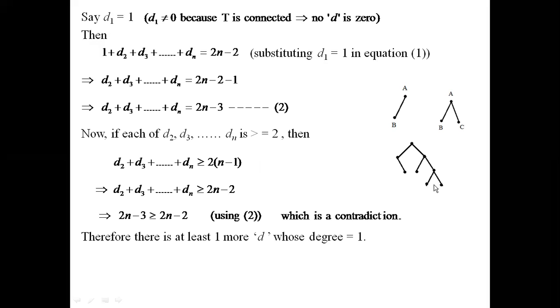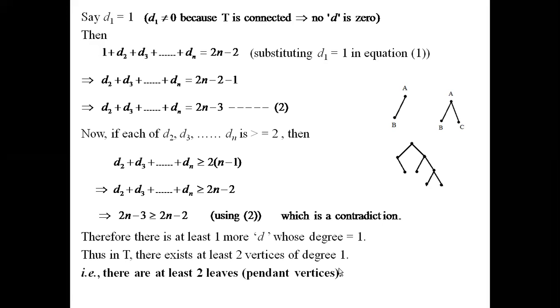So any tree, whichever is being considered, it always arises that there are at least two pendant vertices. So thus in T there exist at least two vertices of degree 1. Two vertices of degree 1 is the same as saying leaves or pendant vertices. Hence the proof for us. We'll see another problem.